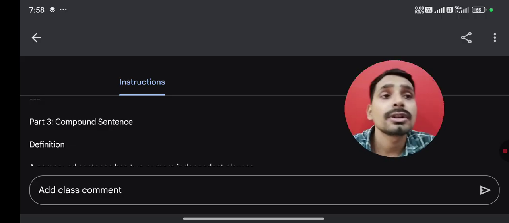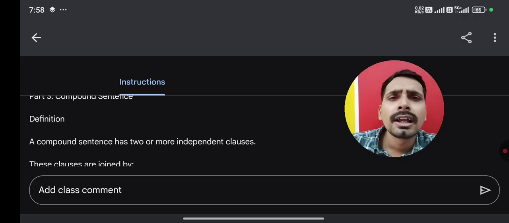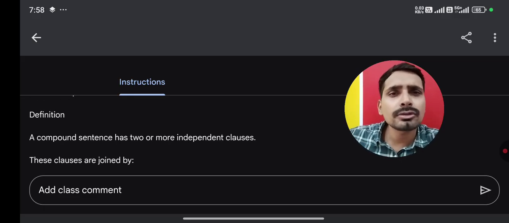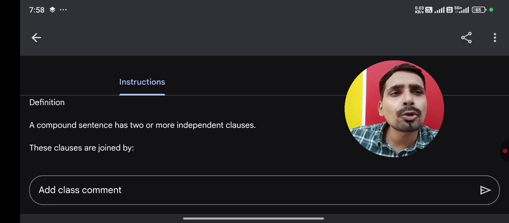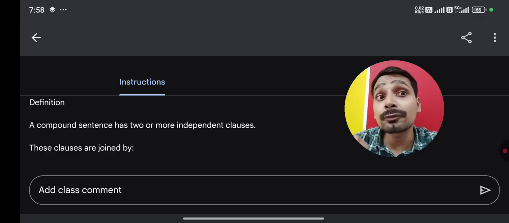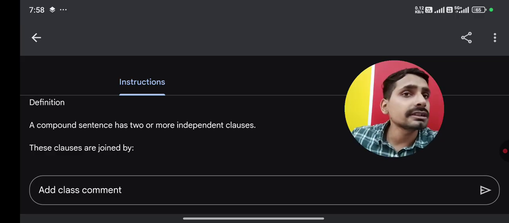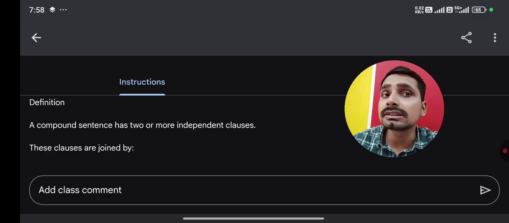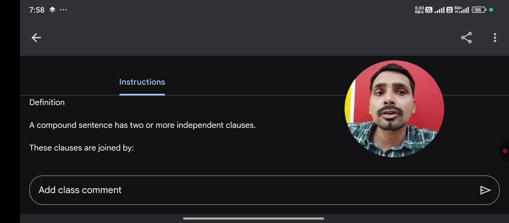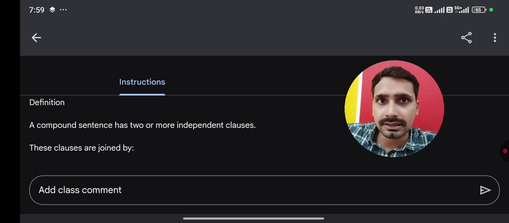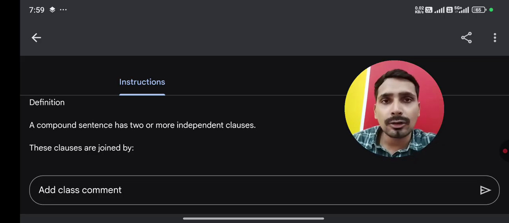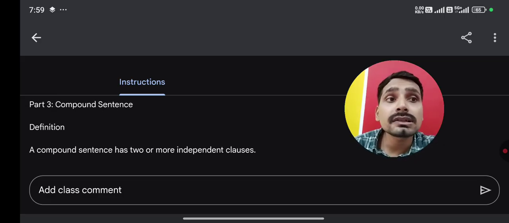Okay, next is compound sentence. What is the definition of a compound sentence? A compound sentence has two or more independent clauses. How many clauses? Two or more, but which one? Independent clauses. We are not talking about dependent clauses or subordinate clauses. We are just talking about independent clauses, that is the main clause. But there is a catch.